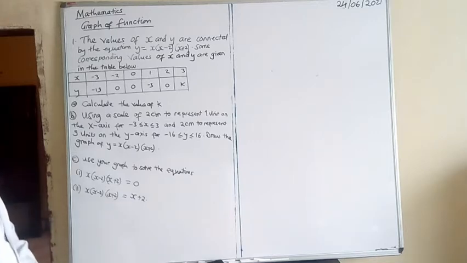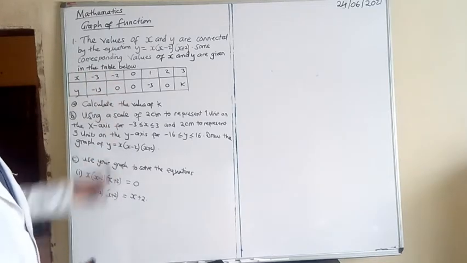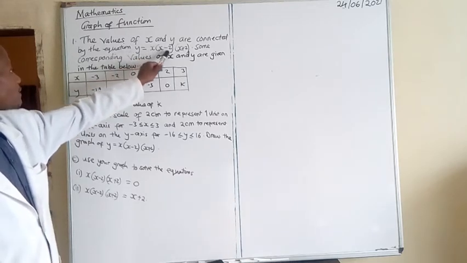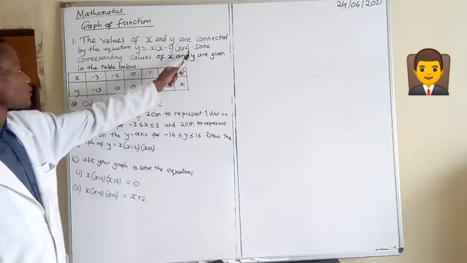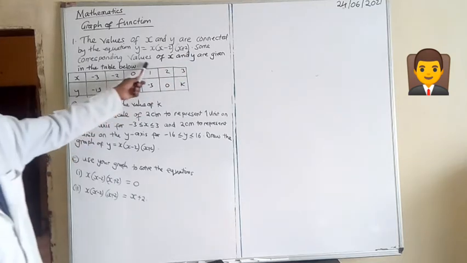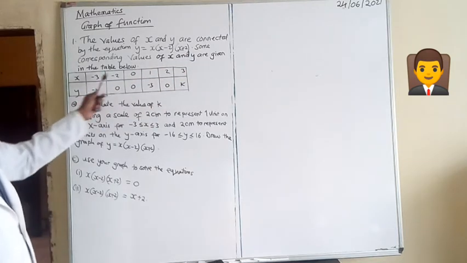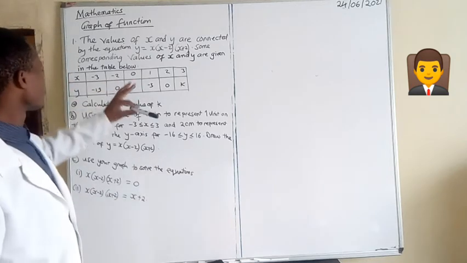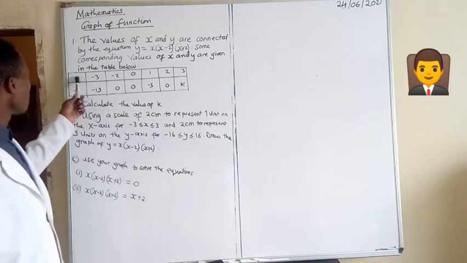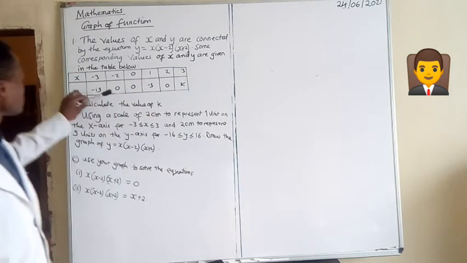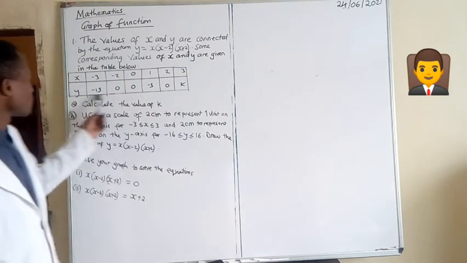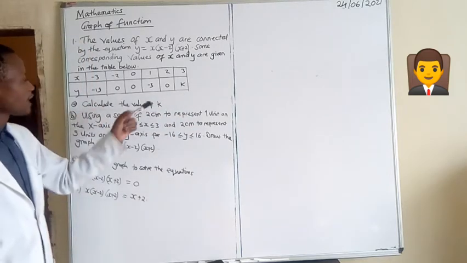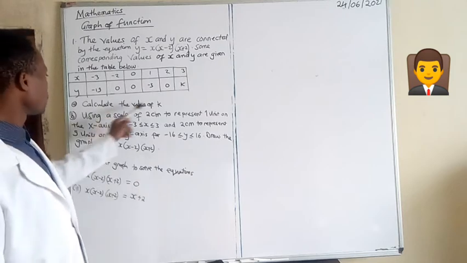The values of x and y are connected by the equation y is equals to x, open bracket, x minus 2 and x plus 2. Some corresponding values of x and y are given in the table below. This is the table showing the values of x and y. These on top, they all represent the values of x, and these down here, they all represent the values of y. The first question, calculate the value of k.